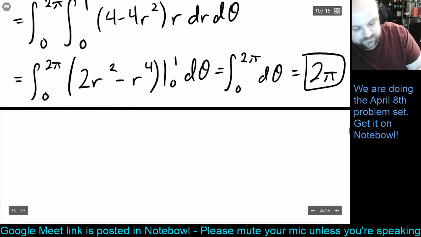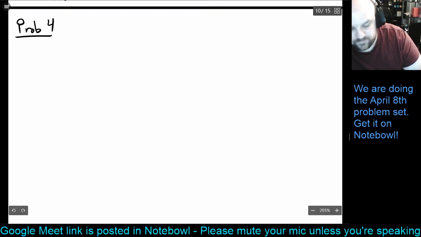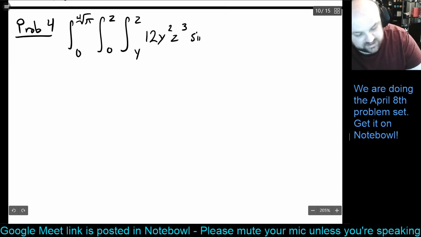So the last problem is just, here's an integral, compute it. Problem 4. Here, we just want to evaluate the integral from 0 to the 4th root of pi, 0 to z, y to z of 12 y squared z cubed sine x to the 4th dx dy dz.